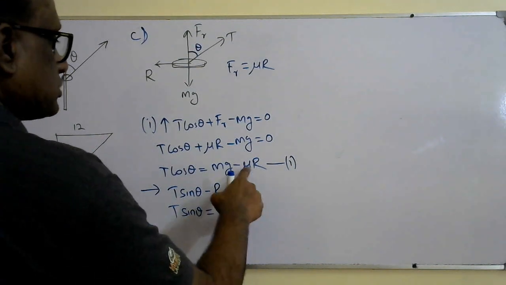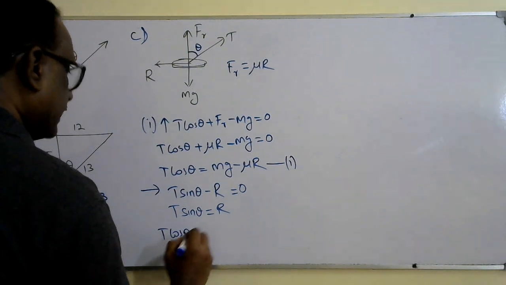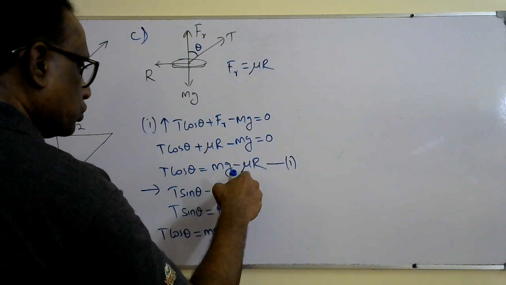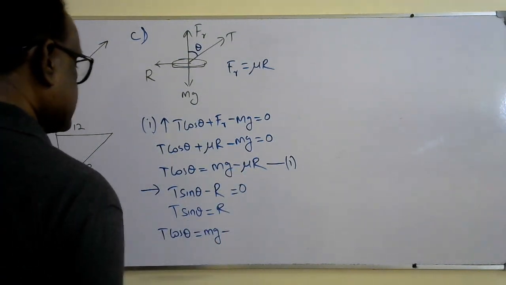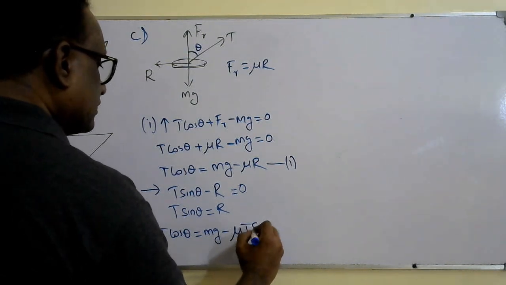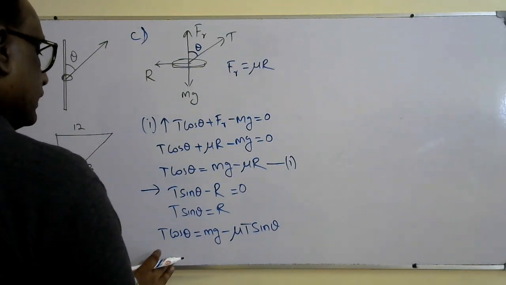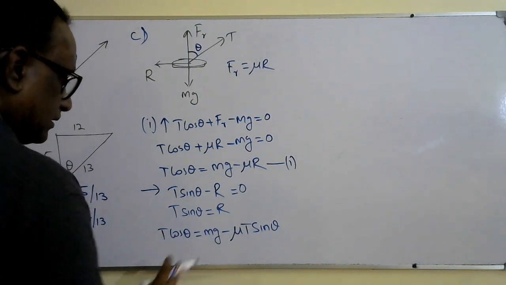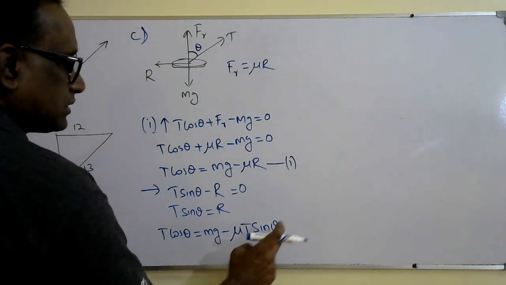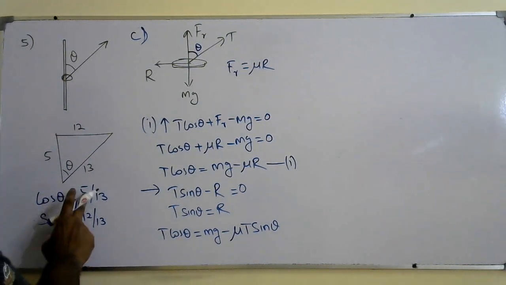So instead of R, from the first equation, I can say T cos theta equals mg minus mu, and instead of R, I can put T sine theta. So minus mu T sine theta. We know all the values. We know everything, only we don't know the tension. Cos theta we know, weight of the ring we know, mu we know, sine theta we know. Substitute that. So cos theta is 5 over 13.